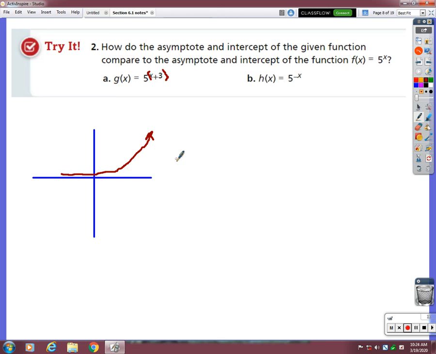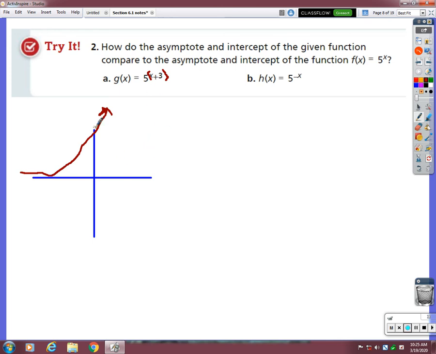Yeah, did I do that right? Oh, no, I didn't, sorry, to the left 3. Okay, so it's going to be like this, and then it's going to start going up before it gets to the y-axis, okay? So the graph looks something like that.